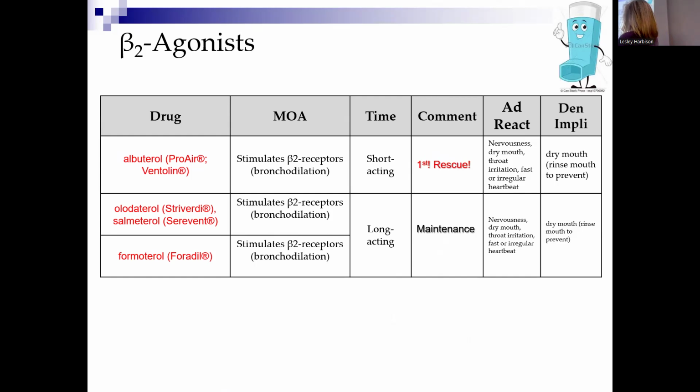It is short-acting, and we pretty much refer to it as the rescue inhaler. There can be some adverse reactions like jitteriness, nervousness, dry mouth, dry throat, and irritation in the throat. And it can increase heart rate, so the contractility of the heart or the heart rate. And then for the dental implications, the dry mouth.